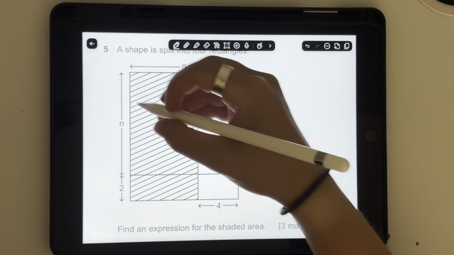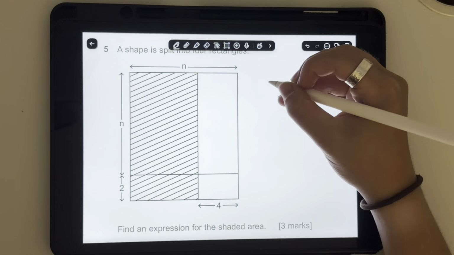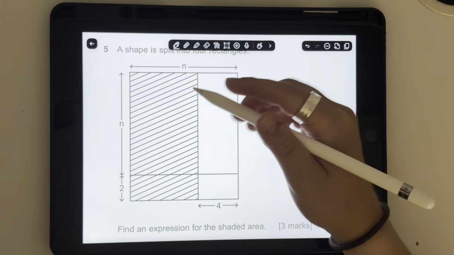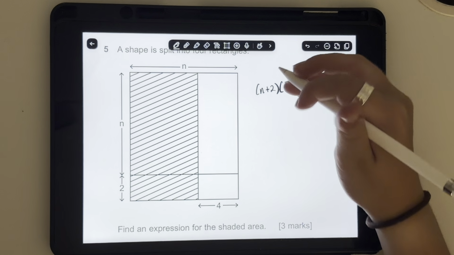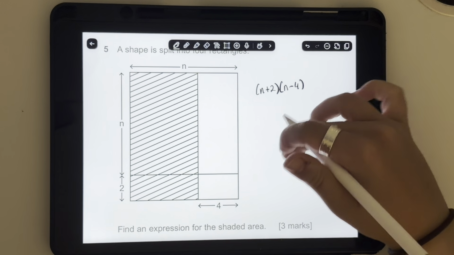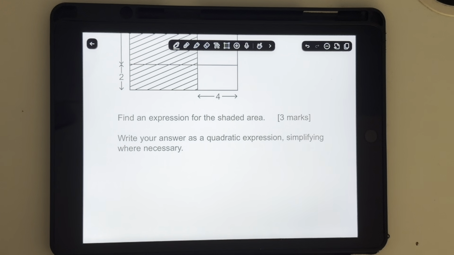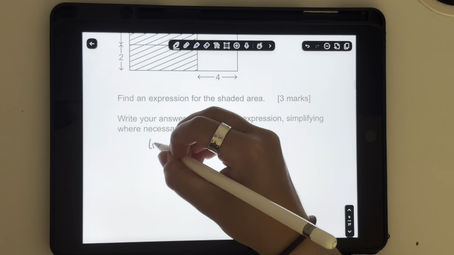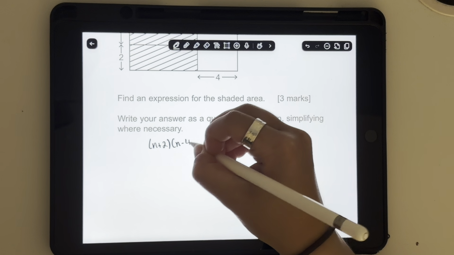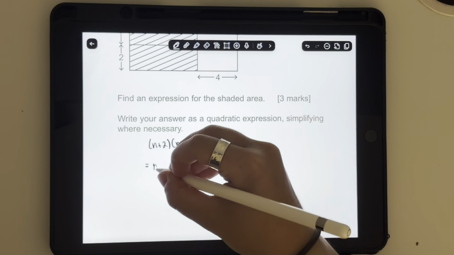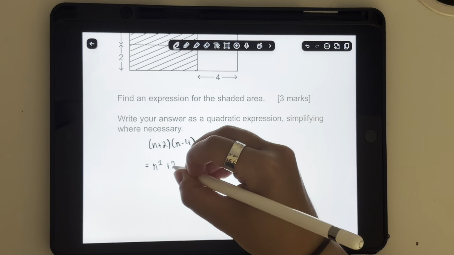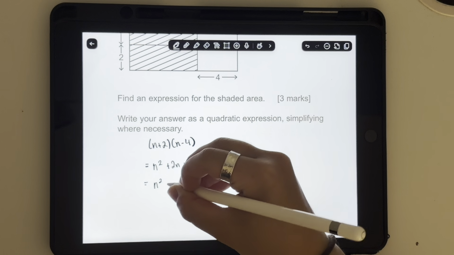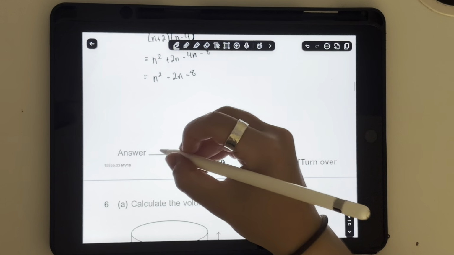Okay, so for this rectangle, it's n plus 2, because this is n plus 2 multiplied by n minus 4. That's literally it. Write your answer as a quadratic expression, simplifying where necessary. Okay. So I just need to expand this out. So n squared plus 2n minus 4n minus 8. N squared minus 2n minus 8. That is literally it.